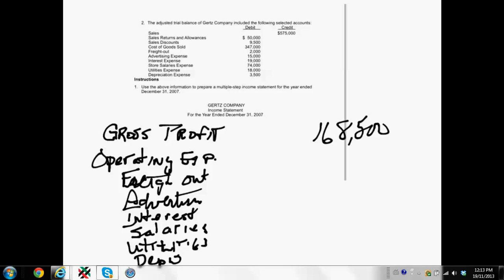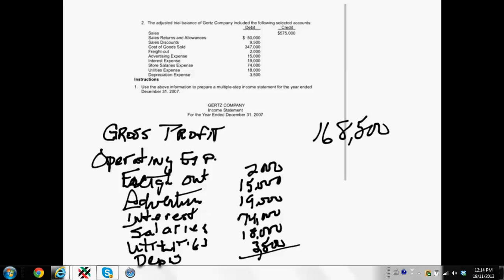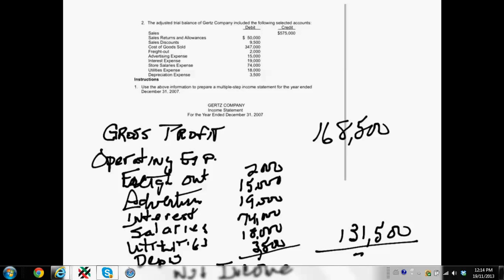Now we're running out of space here, so I'll just 2,000, 15,000, 19,000, 74,000 is the salaries, 18,000 the utilities, and 3,500 depreciation. The total expenses then, 131,500. And therefore, net income will be $37,000.